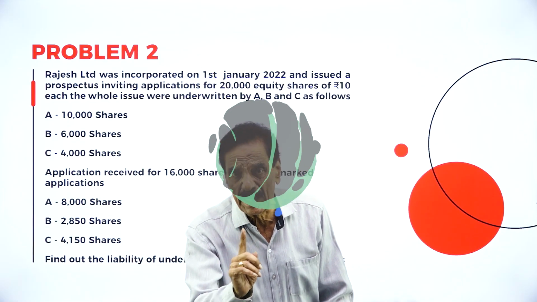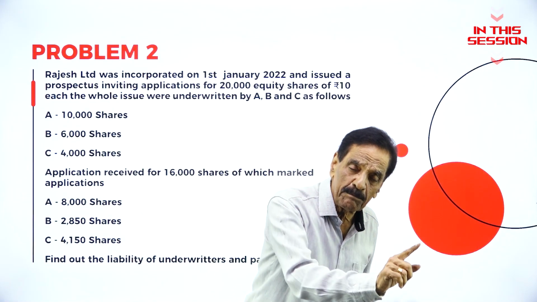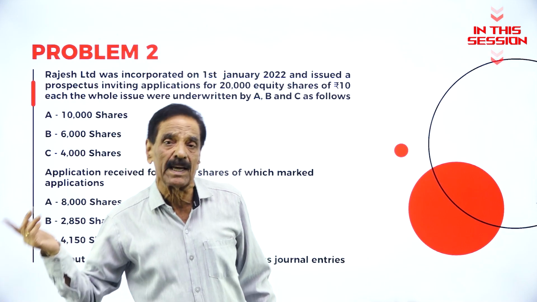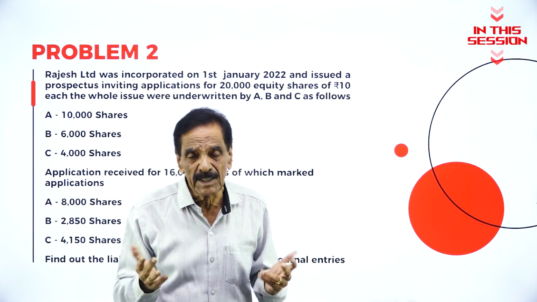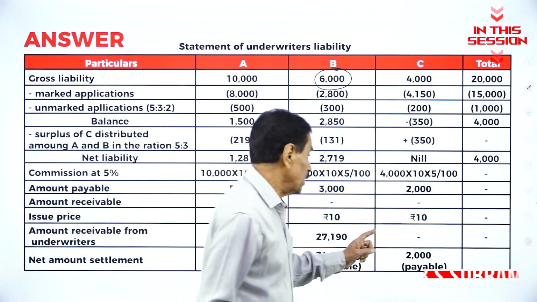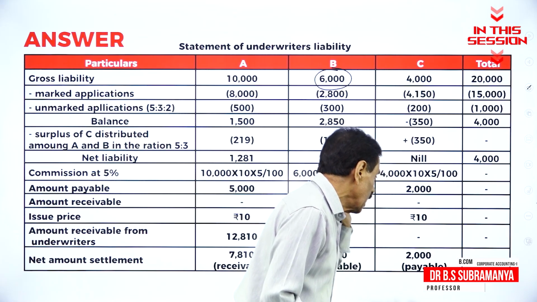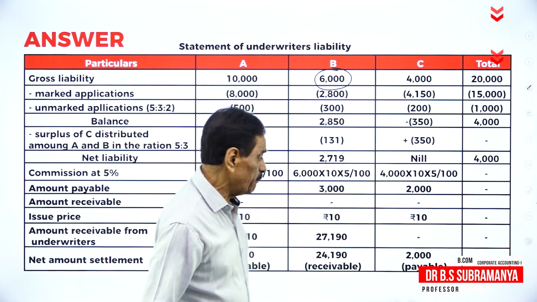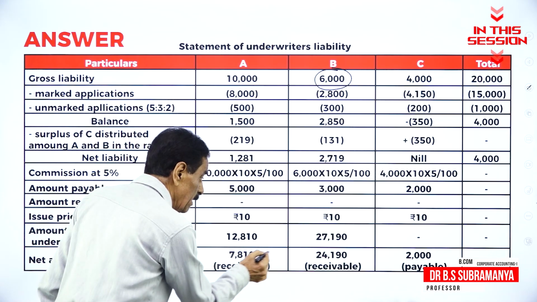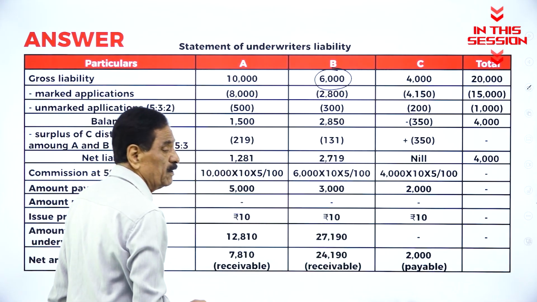When I receive the application, it includes marked application and unmarked application. It may be marked, it may be unmarked. Regarding this 2000, there is no receivable. How much payable is 2000? These two parties which we have to receive, this is the party which you have to pay.